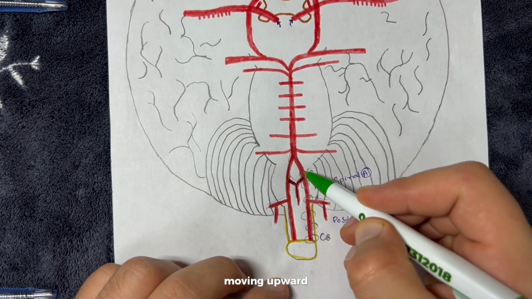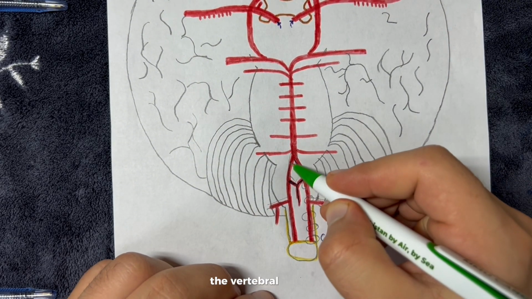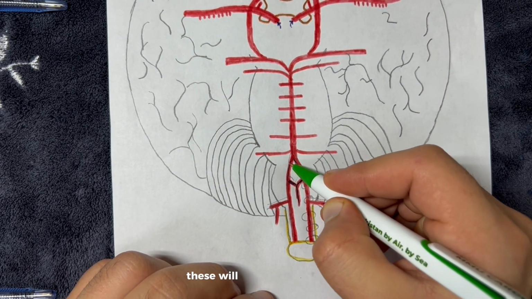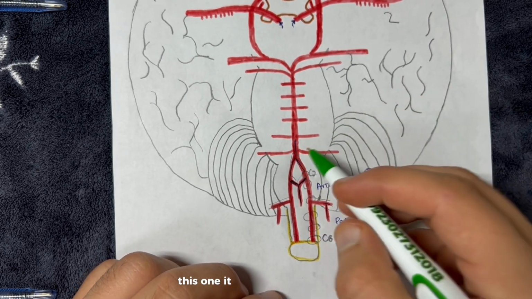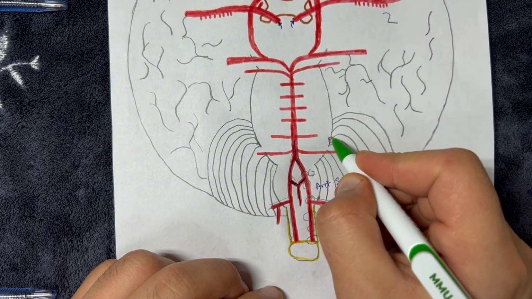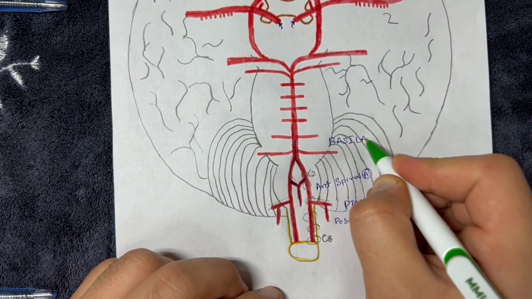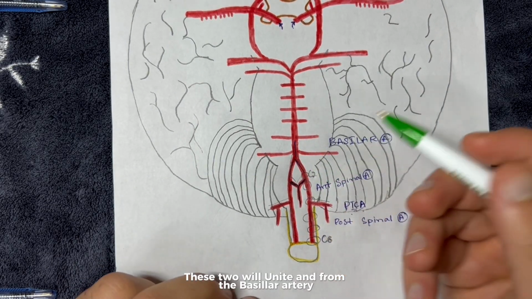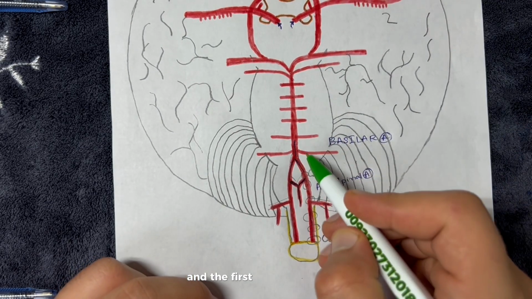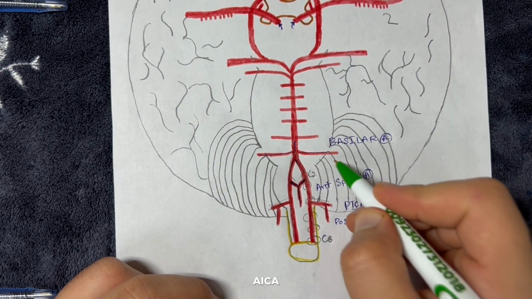Moving upward at the junction of pons and medulla oblongata, the vertebral arteries will get united, and this thick artery, this one, is formed. This is called the basilar artery. The vertebral arteries unite and form the basilar artery, and the first branch from the basilar artery will be AICA.